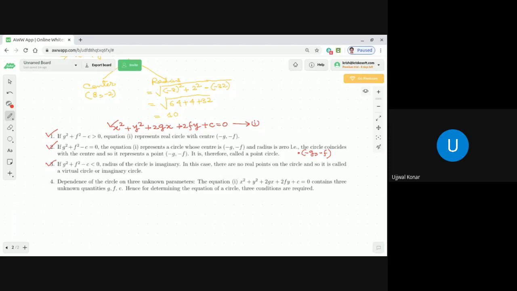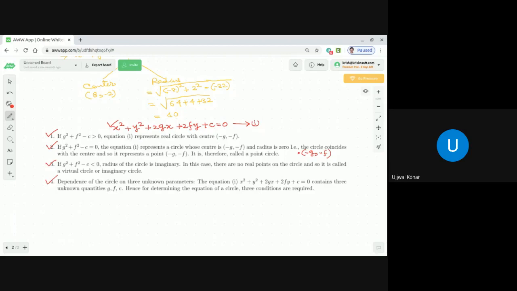And what are the cases where you cannot find a solution? For that, you need to look into some other video lectures, when the system of linear equations is inconsistent and has no solution. That is a different topic altogether. So I hope you understood. What I wanted to mean by point 4 is the dependence of the circle on three unknown parameters.